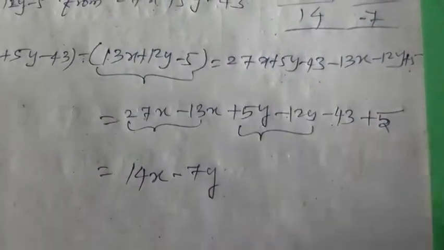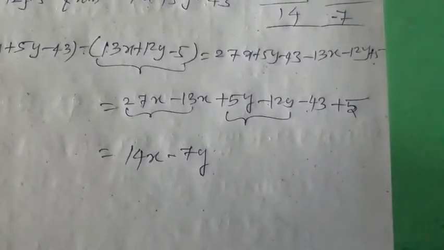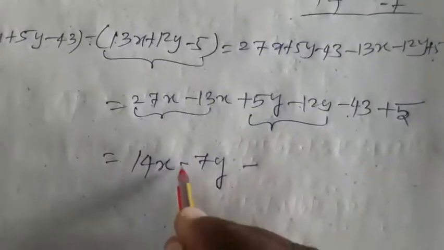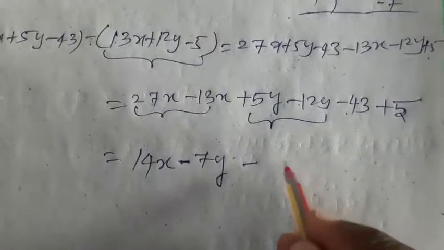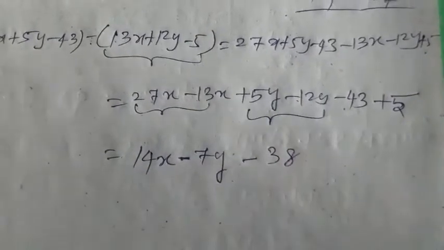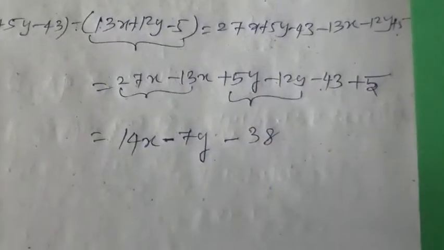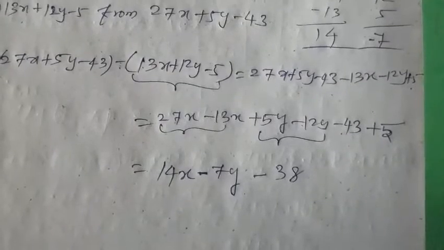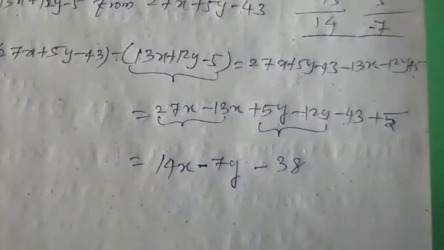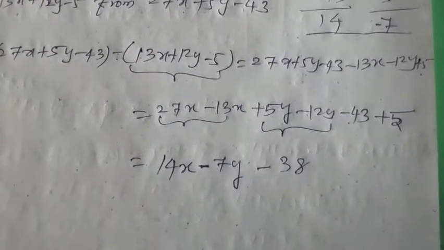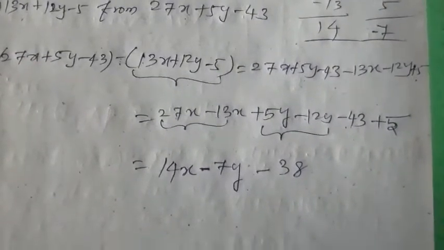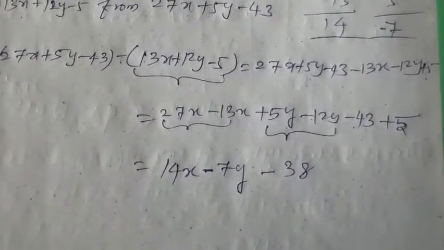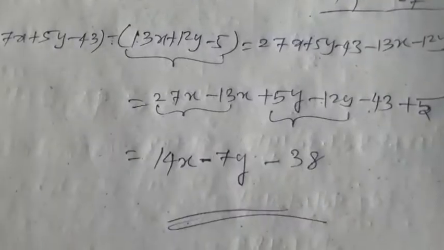Minus 43 plus 5. Minus 43 plus 5, we get a minus. What is that? 38. Minus 43 plus 5, what is that? Subtracting, opposite signs. Then we have to subtract. So 43 minus 5, what is that? Minus 38. The greater number is 43, and the sign of 43 is minus. Therefore minus 38. This is the required solution.